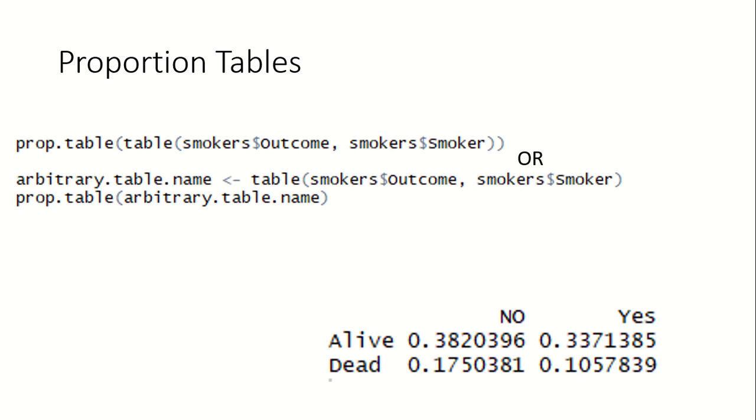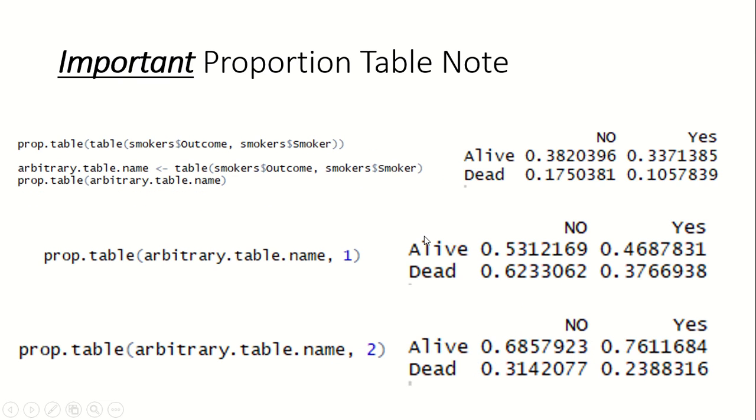Next up is a prop table. So there are 2 ways to do a prop table. You can either do prop table, table, and then create your normal table, or you can make an arbitrary table name, meaning you can name it anything, your table, and then do a prop table of your table name. I prefer the second way, the way around which I'm circling my mouse, because there's a lower room for error because you don't need to keep track of as many parentheses or anything of that sort. So here's a prop table down here.